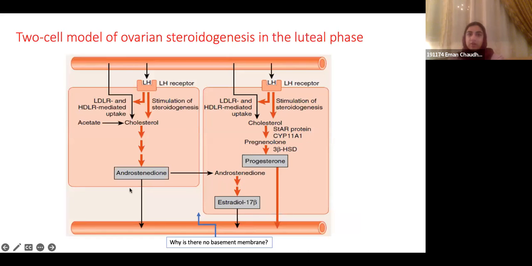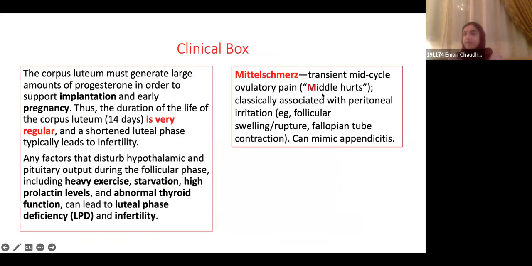Now, again, this is another picture of the thecal cells and granulosa cells and the LH receptors on the theca cells. It's already what I showed you guys earlier. So androstenedione is released into the blood vessels. It also goes to the granulosa cells and it can become estradiol. Okay. And then a quick fun fact before I have a few questions for you guys from academic aid. We're going to do them together so that we can ask each other questions in case you guys have any confusion about anything. Mittelschmerz, known as middle hurts.